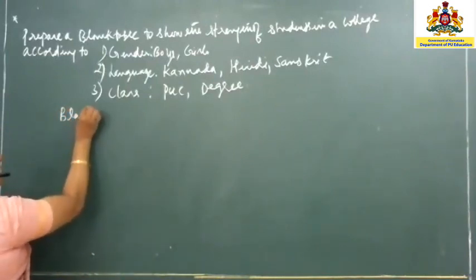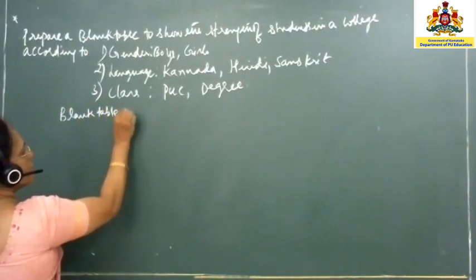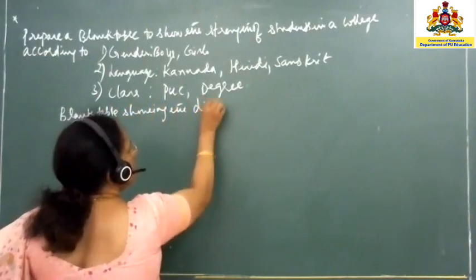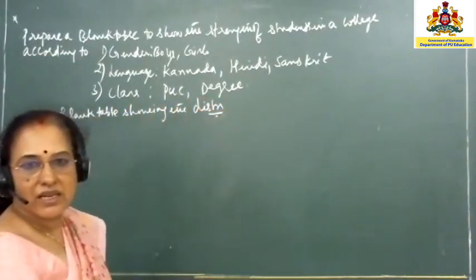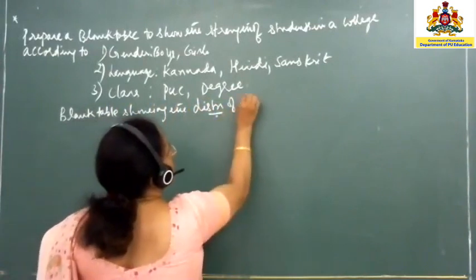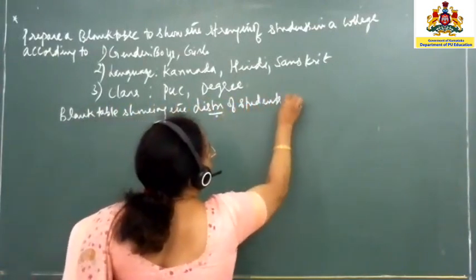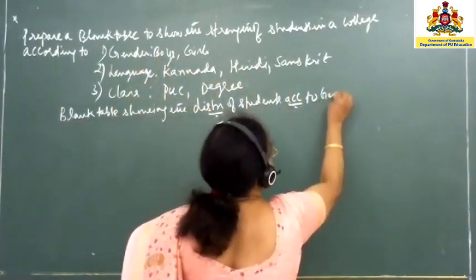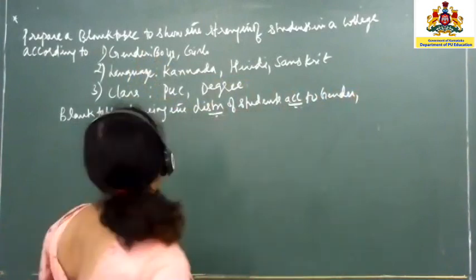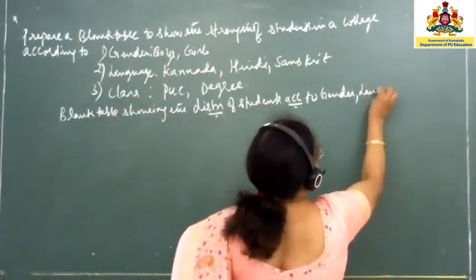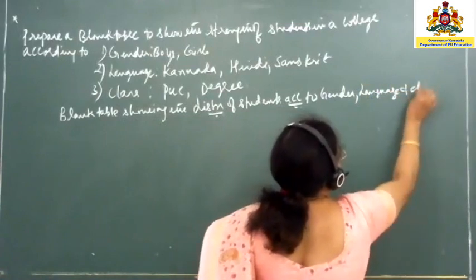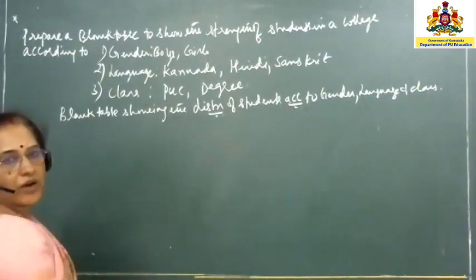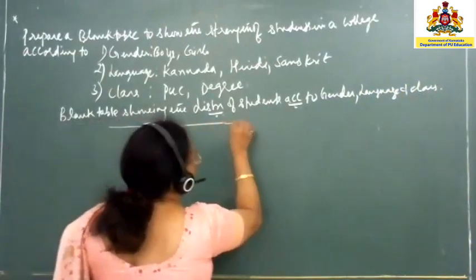Blank table showing distribution of students, or strength of students, according to, you have to do all the 3 together, according to gender, language and class. So very easy. Whatever is given in the question, at the same time you will copy down. Next, you have to draw the table.